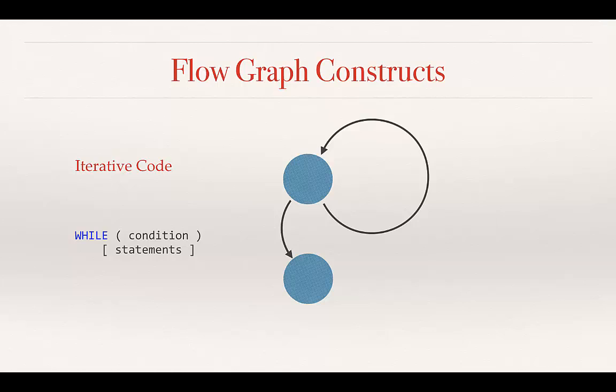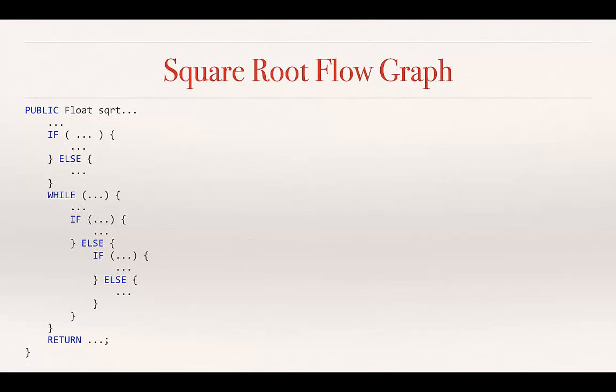Note that other flow graph constructs exist, for switch statements, for example, but the three constructs we covered here are the most fundamental and should give you a good idea of how to construct a flow graph. Now let's construct a flow graph for the square root method. I highlighted the selection statements and the iteration statements as these are the statements that directly contribute to the flow graph. Essentially, any statement that includes a condition will contribute to the flow graph.